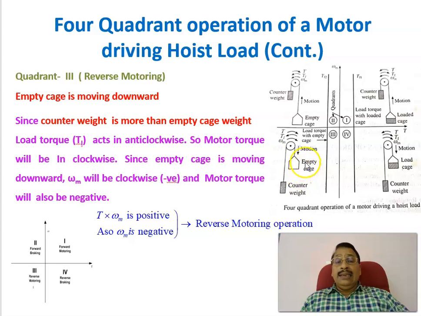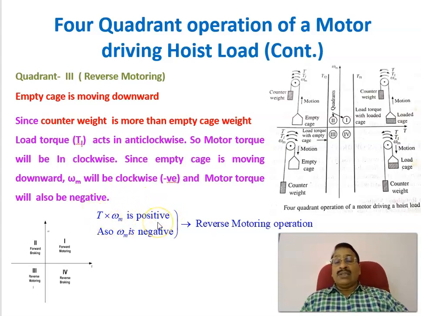And since the unloaded cage is moving downwards, omega m is also negative. Omega m is in the clockwise direction, which is negative. So the motor torque Tm is negative, and at the same time omega m is also negative, so T into omega m will be positive, or the power is positive, meaning that again it's a motoring operation.